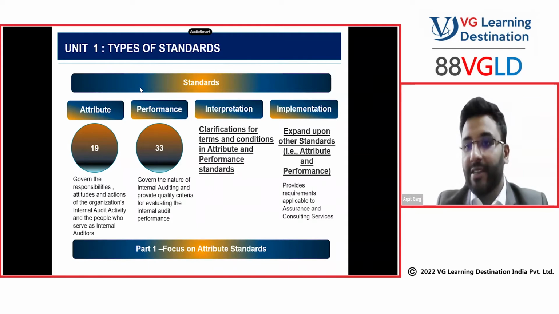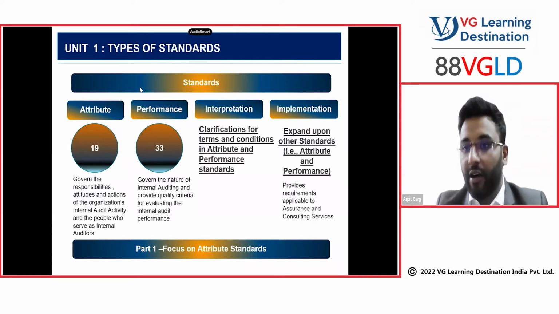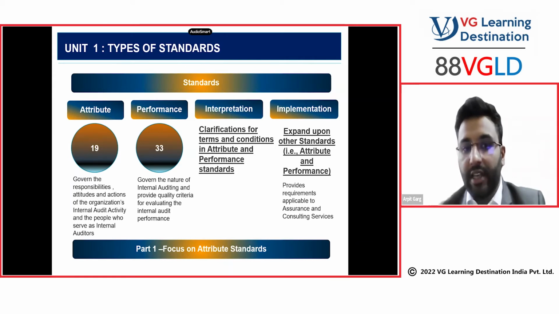All I'm trying to say is it's very important for us, being internal auditors, to know the different types of standards that the IIA has published, which internal auditors are expected to follow. So it's very important to understand them. As I said, folks, these standards are published by the Institute of Internal Auditors, the IIA. They have categorized the standards into 4 categories, which cover attribute, performance, interpretation, and implementation.